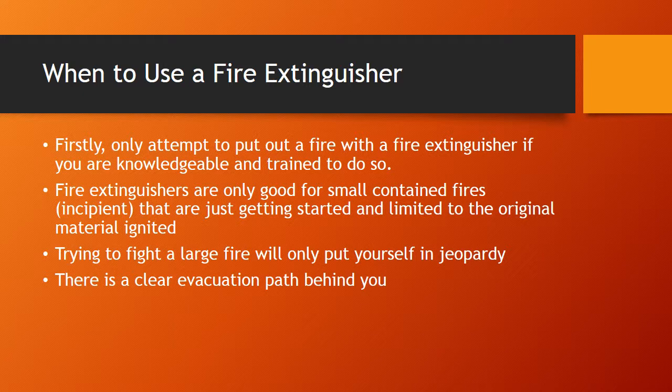Secondly, fire extinguishers are only good for small contained fires. These are called incipient fires, and they're just getting started, and they're limited to the original material that ignited. So a kitchen fire, it's the grease that caught on fire in the appliance. A house fire, it's the wood, a bed. It's the initial start of the fire. It's not large. Trying to fight a large fire will only put you in harm's way, and the whole purpose of this is to stay safe.